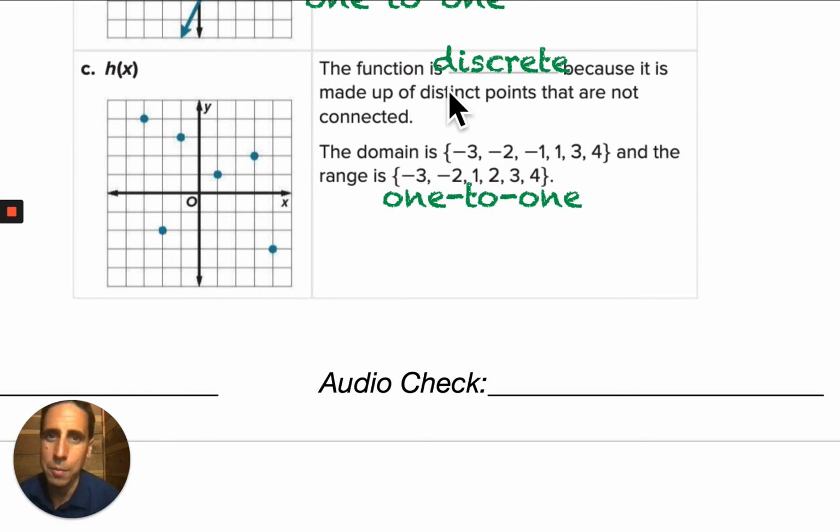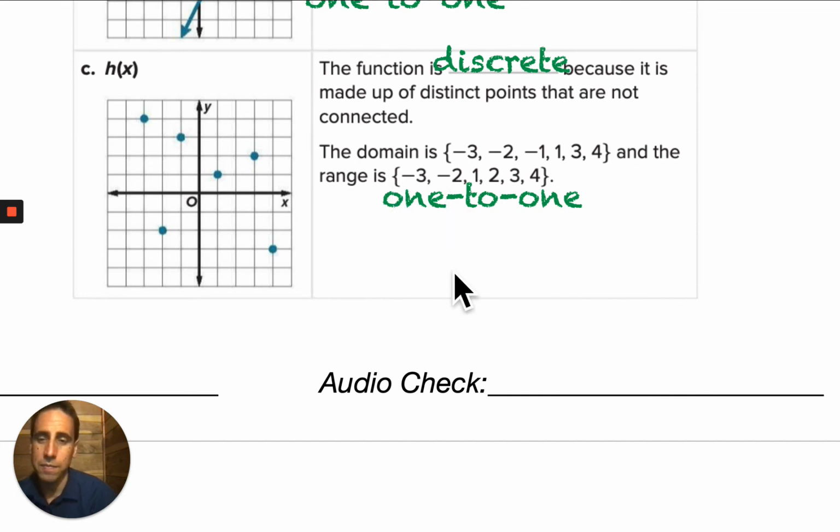Very important concept. The domain is the collection of all the x values. Look, here's x values -3, -2, -1, 1, 3, and 4. That's a collection of all the x values of these points, and you've listed them here as a set. And the range is -3, -2, 1, 2, 3, 4. There's a collection of all the y values right there.